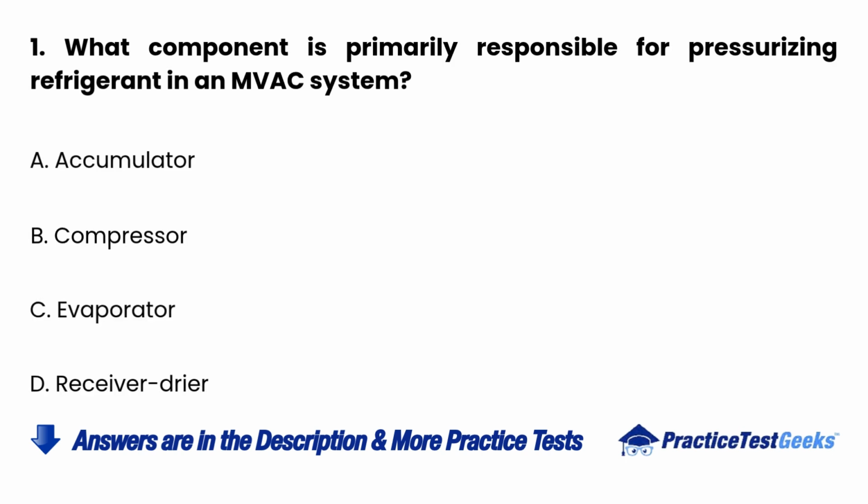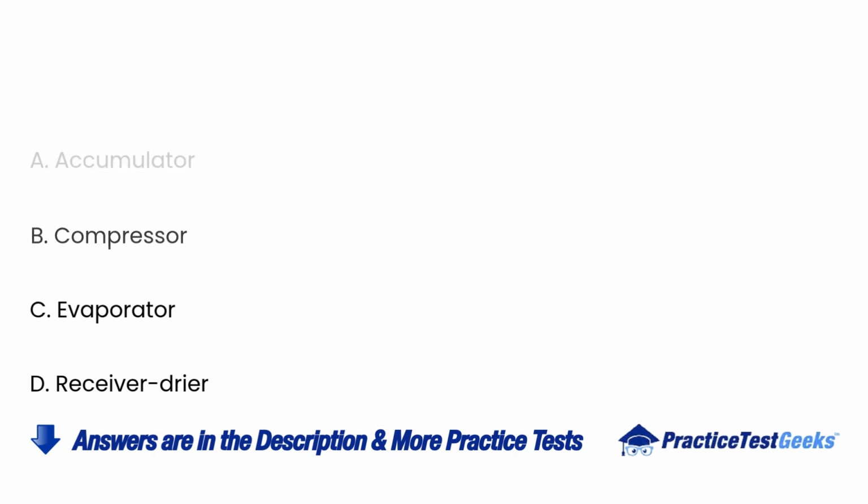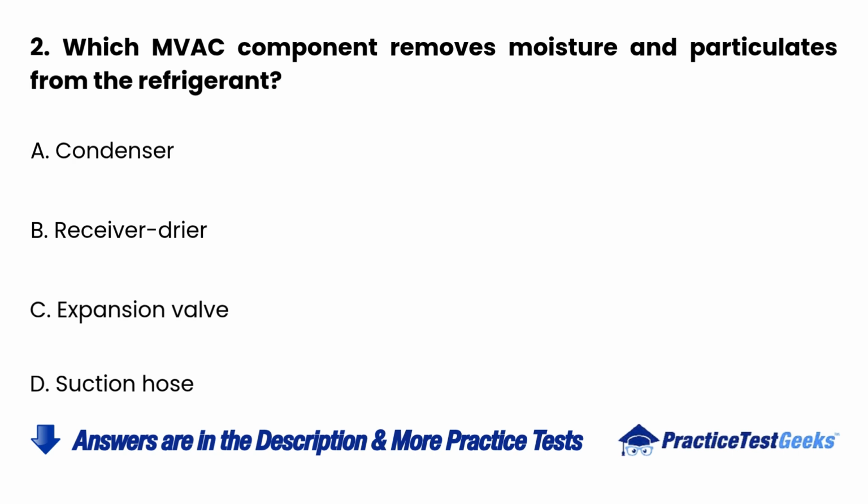1. What component is primarily responsible for pressurizing refrigerant in an MVAC system? A. Accumulator. B. Compressor. C. Evaporator. D. Receiver dryer. 2. Which MVAC component removes moisture and particulates from the refrigerant?